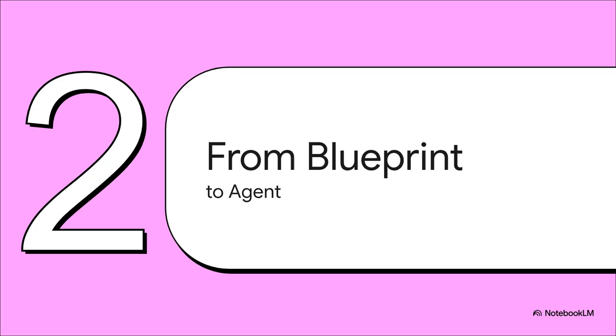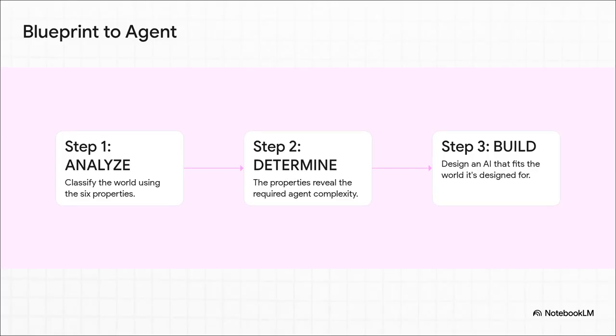Now for the big payoff. Why does this matter? How does this blueprint actually help us build the AI? Well, it boils down to a really clear 3-step process. Step 1, you analyze the world using these 6 properties. Step 2, you figure out just how complex that world really is based on those properties. And step 3, you build an AI that's the right fit.